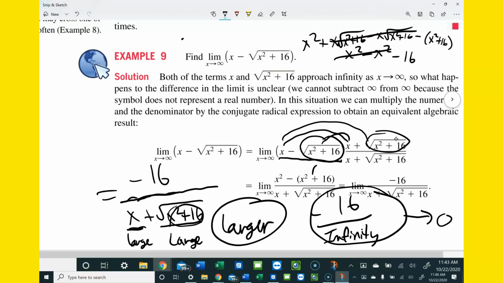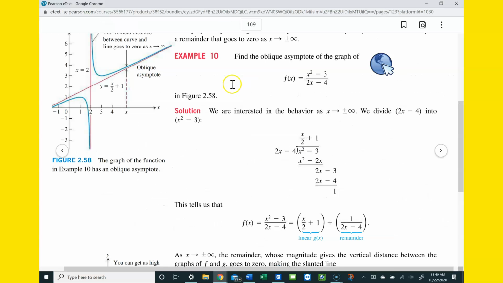This goes to 0. So this whole limit then, we've just proven it to be 0. On example 10, we have another rational function that is just involving polynomials on top and bottom. But this is a situation we haven't yet addressed. We've addressed when the degrees are the same. We've addressed when the degree on bottom is the highest. We have not addressed when the degree on top is higher.